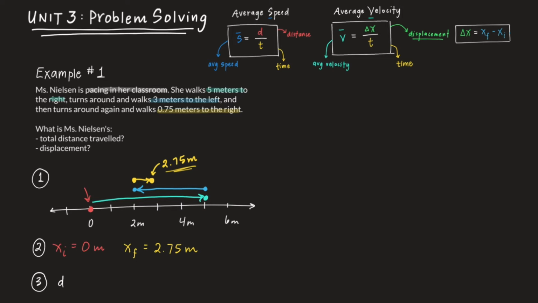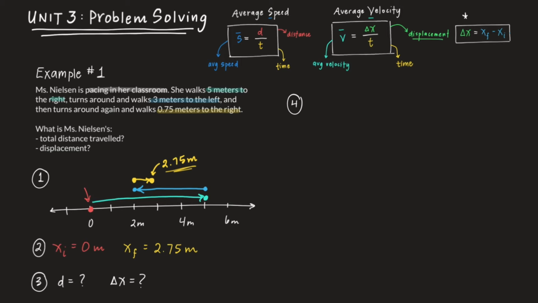So what am I trying to find? I'm trying to find distance, total distance traveled, so that means D is equal to question mark. And I'm also trying to find the displacement, so delta x is equal to a question mark as well. So those are the two unknowns for the problem. How am I going to solve for them?